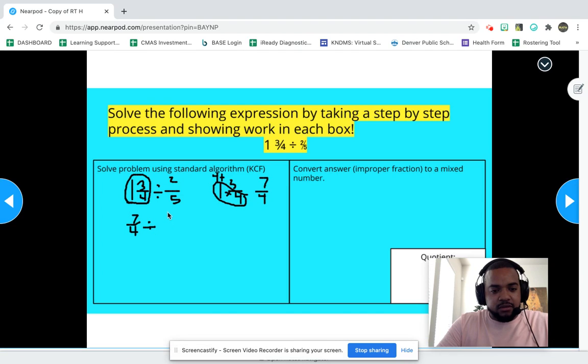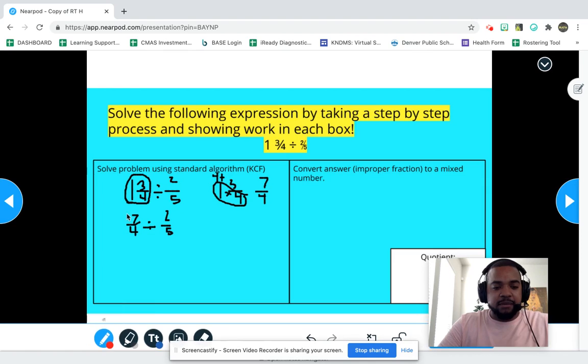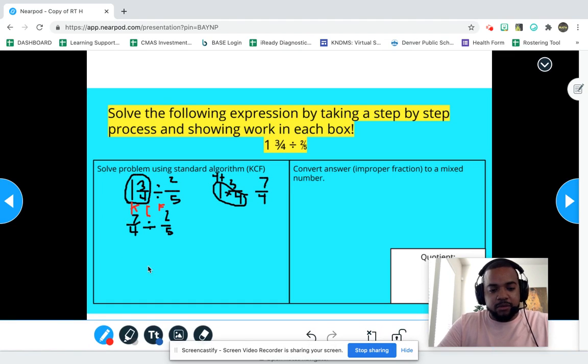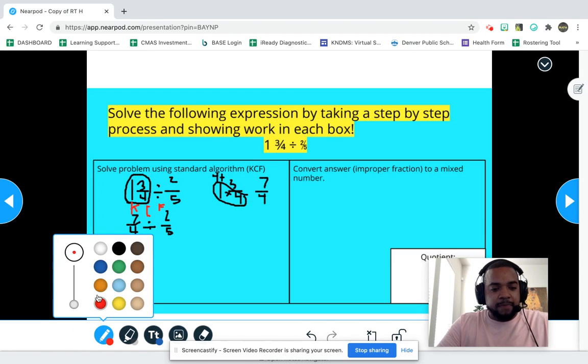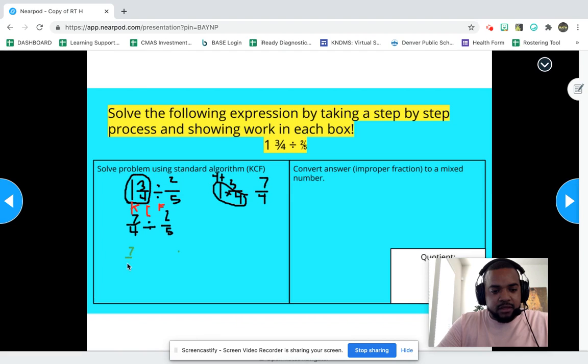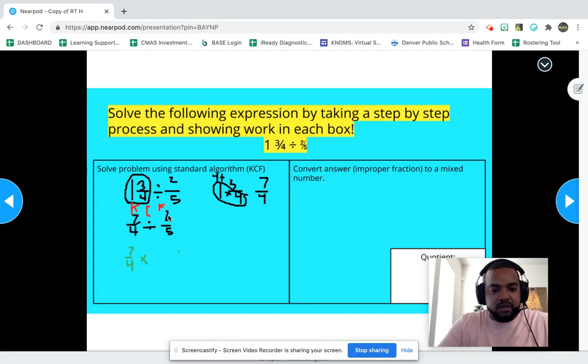divided by 2/5. At this point, you should know that we definitely want to label our expression. So I'm going to put keep, change, flip. I want to see you label it. That's how I know that you know what's going on. Now I can rewrite it. Let me use a different color. I can rewrite this using my keep, change, flip: I keep the first one the same, change my division to multiplication, flip my fraction, so I have 5 over 2, and I can solve it.